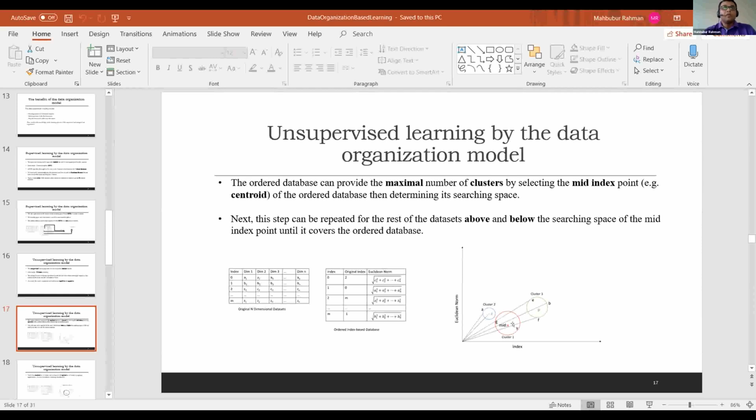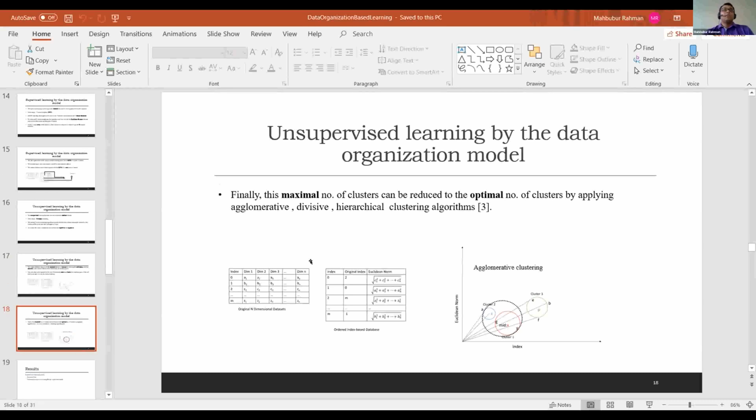then we can move above and below the searching space of the mid index point, and for each of these points that we find above and below the searching space of this mid index point, we can calculate its cluster, its nearest neighbors, that is represented in the figure as cluster 2, cluster 3. So in this way, the maximal number of clusters can be reduced to the optimal number of clusters by applying agglomerative divisive hierarchical clustering algorithms.